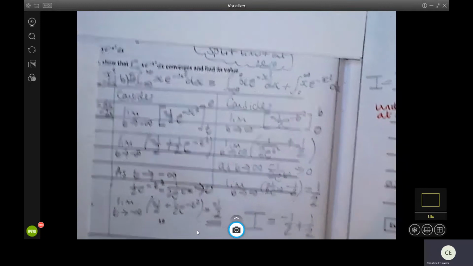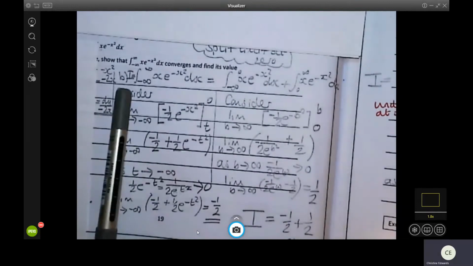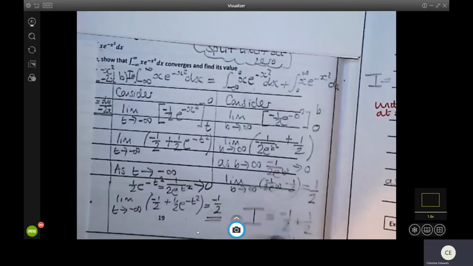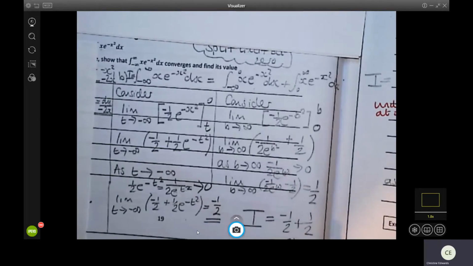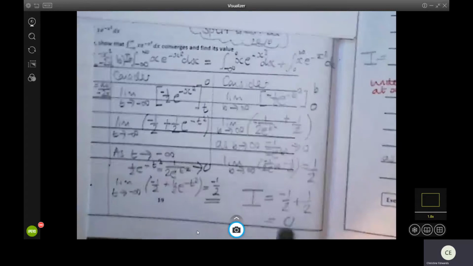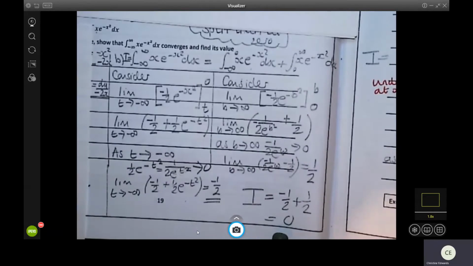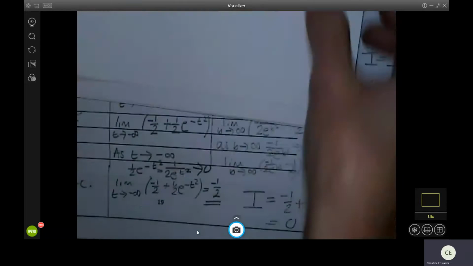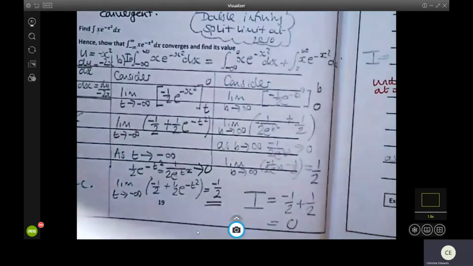That means that my original improper integral, which I called I here, can then be evaluated as the minus a half from the first integral and the plus a half from the second integral, which when combined give us an overall value for the integration of 0. So that's question 2. Let's now have a look at questions 3 and 4.